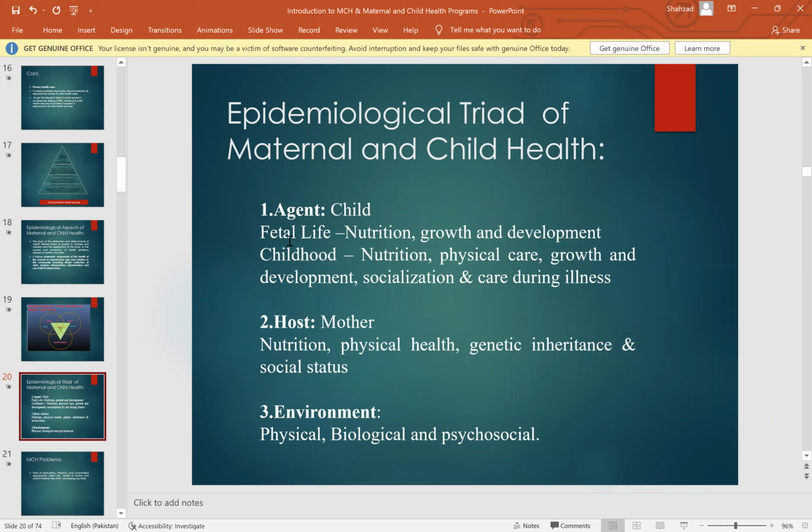So the agent is the child. In fetal life, nutrition, growth, and development matter, and then in childhood: nutrition, physical care, growth and development, socialization, and care during illness. As far as the host, the mother, is concerned, it's nutrition, physical health, genetic inheritance, and social status. And the environment includes the physical, biological, and psychosocial environment.